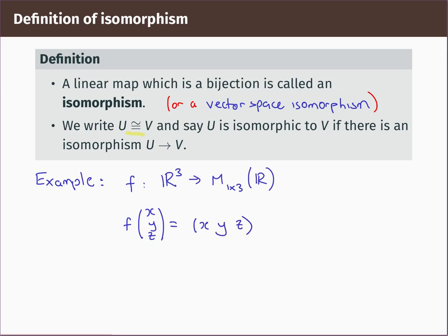Now it's very easy to show that this is a linear map and that it is a bijection. It's one-to-one and it is onto. It follows that these two vector spaces are in fact isomorphic. And we write R cubed and then this symbol and then M1 by 3 of R.